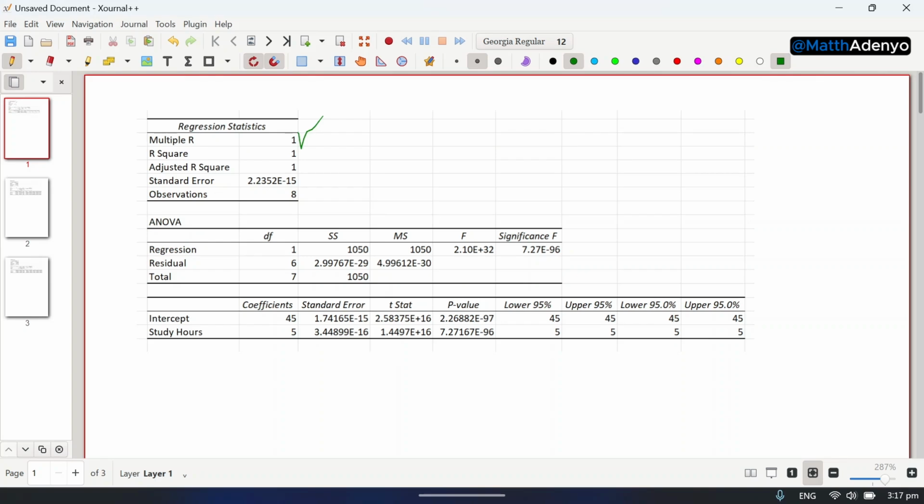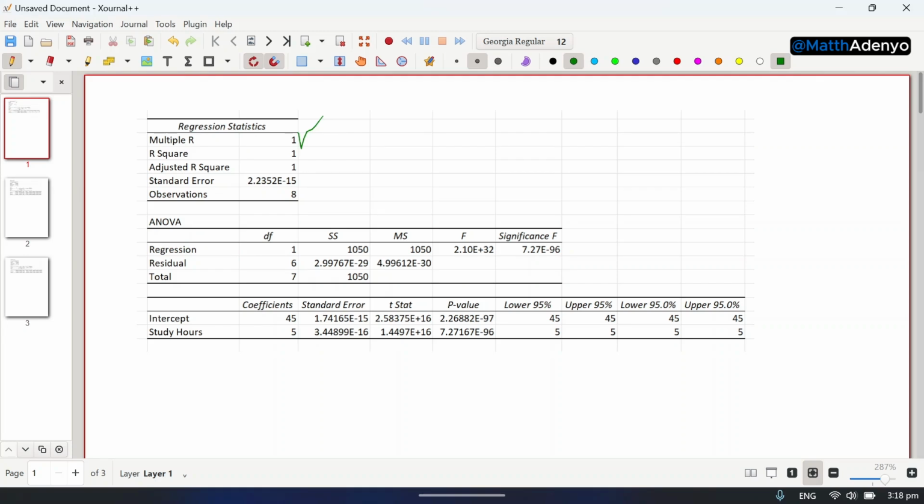Now you can see that it's in scientific notation, which is 2.2352 e minus 15, that is 0.000150 actually. So it means that here we are saying that the standard error measures how accurate the value predicted is. So it is how accurate the predicted value is, that is the value predicted by the regression model.